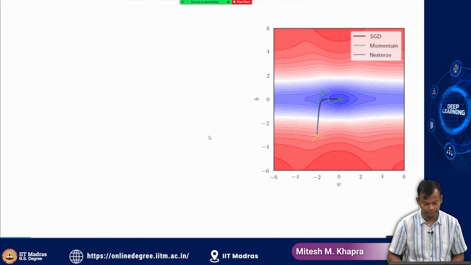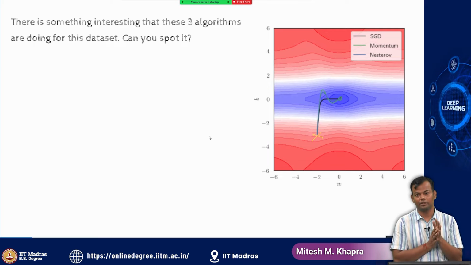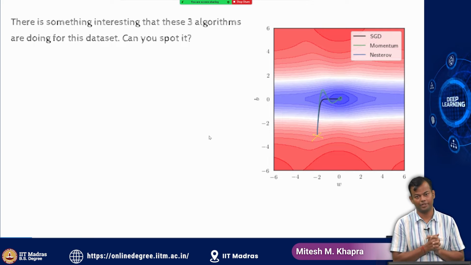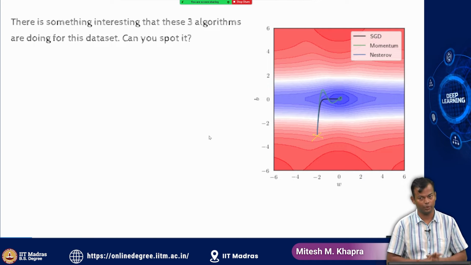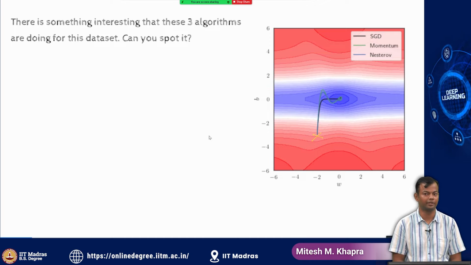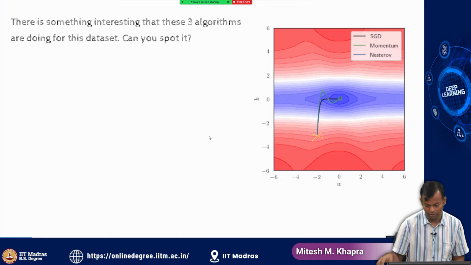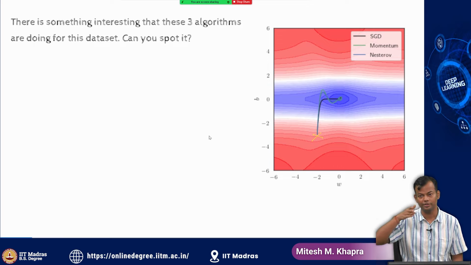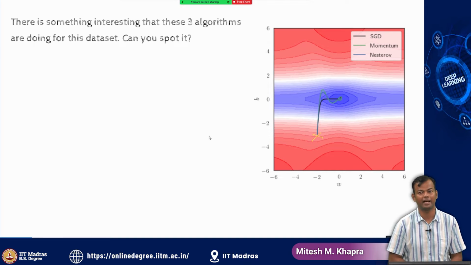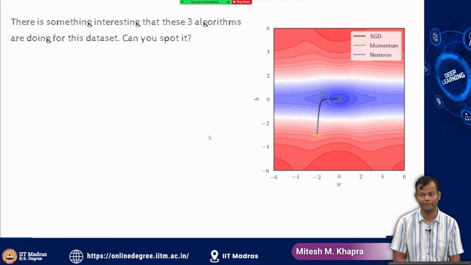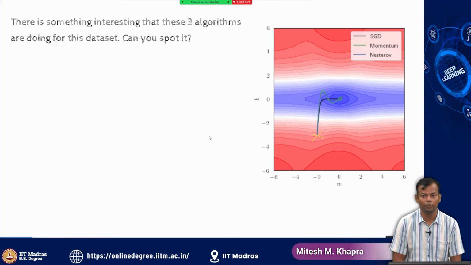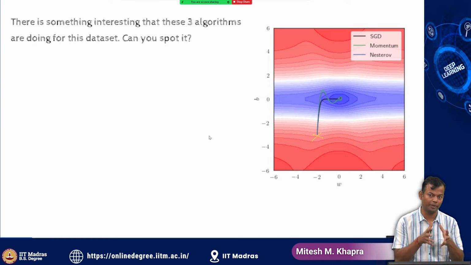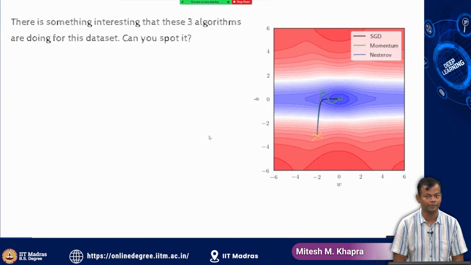So there's something interesting that these three algorithms are doing, right? And can you spot it is the question, right? So what exactly is happening here? And remember that I should have mentioned that my horizontal axis is the W axis and my vertical axis is the B axis, as has been appropriately labeled on the plot, right? Now with that information, can you tell me what peculiar behavior is happening here?